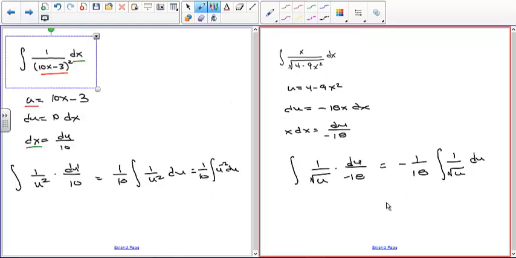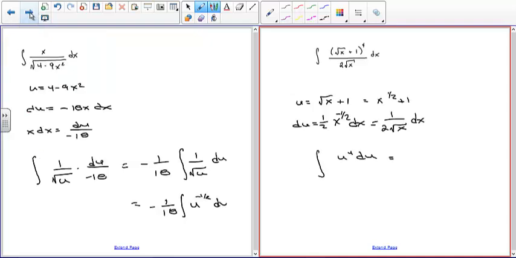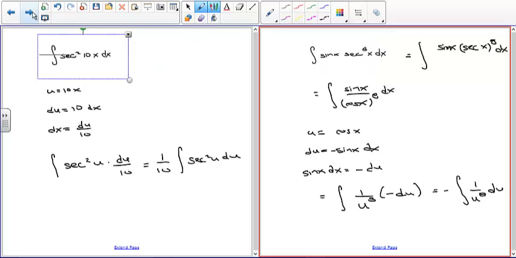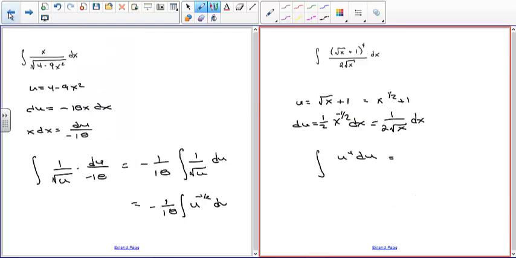Let's see what else I got. This one I need to rewrite as the integral of u to the minus 1/2 power. So I've converted that to the u to the 1/2 and moved it to the numerator. So that's a power rule. That one's fine. That one's fine. That one's fine. And then this last one you need to rewrite as u to the minus 8th power du. Okay, so go ahead and now do the integrations.